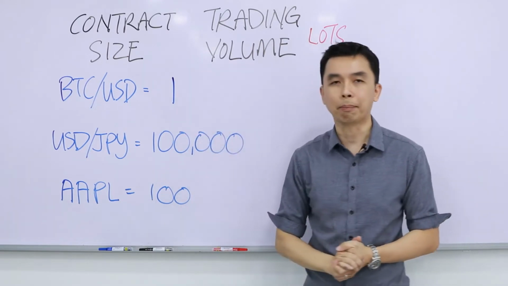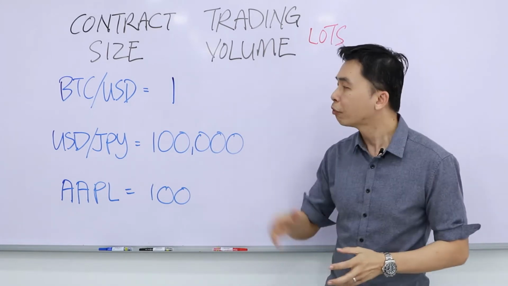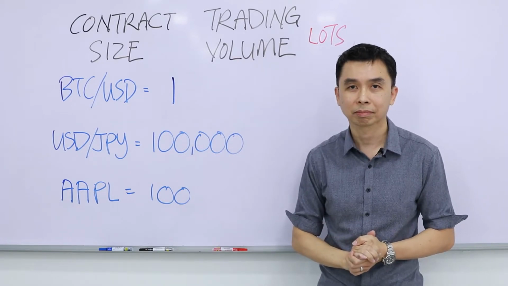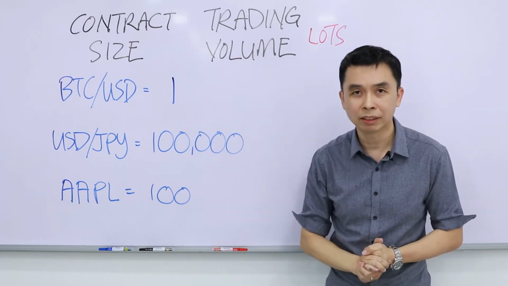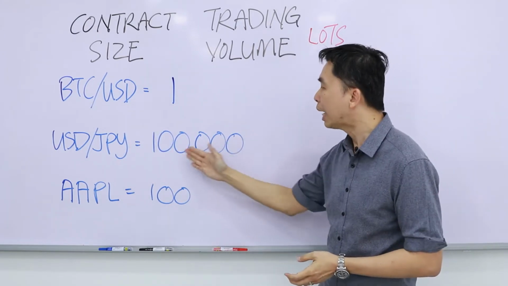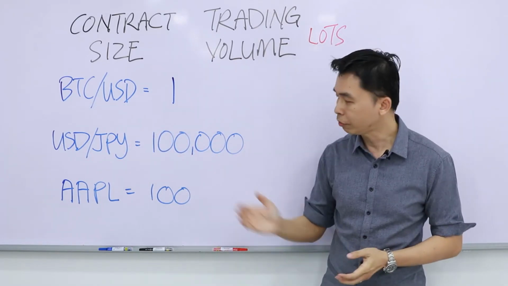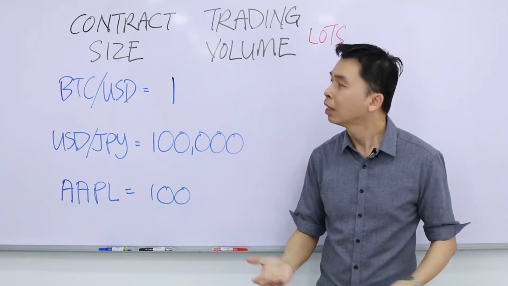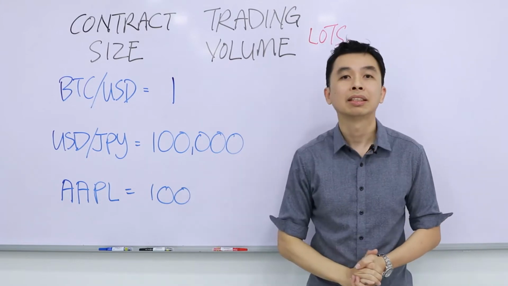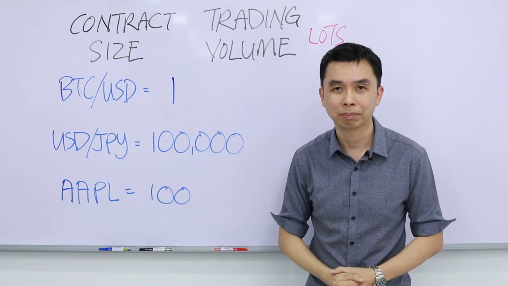Let's look at the second example, the asset pair of USD JPY. For this asset pair, the contract size is 100,000. So if you trade 1 lot of USD JPY, you are trading 100,000 units of this asset pair. And the final example is Apple shares. The contract size is 100. If you trade 1 lot of Apple shares, you are trading 100 shares at one time.